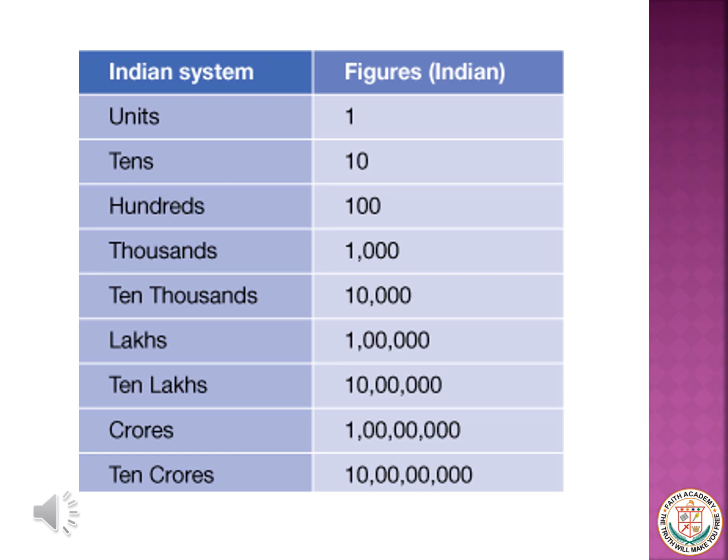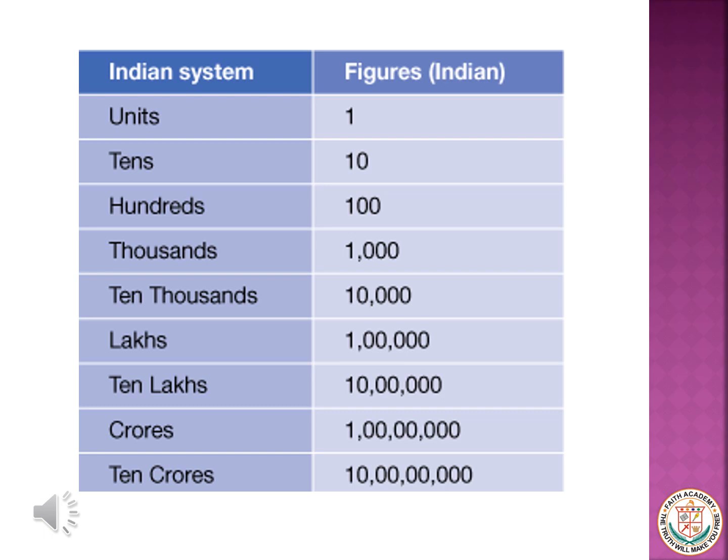As you can see here from the chart, the units place is the ones place. Tens place has 10 ones. Hundreds place has 10 tens. Thousands place has 10 hundreds. 10,000s place has 10 thousands. Lakhs place has 10 10,000s. 10 lakhs place has 10 lakhs. Crores place has 10 10 lakhs. And 10 crores has 10 crores in it.